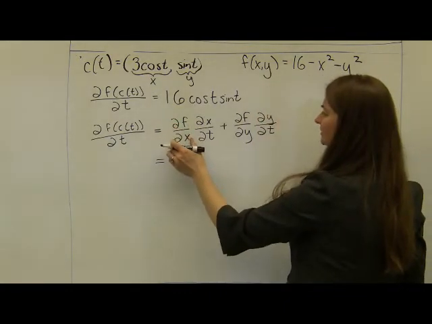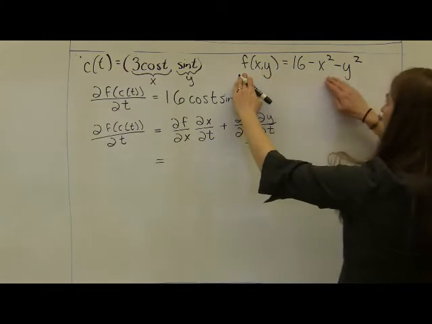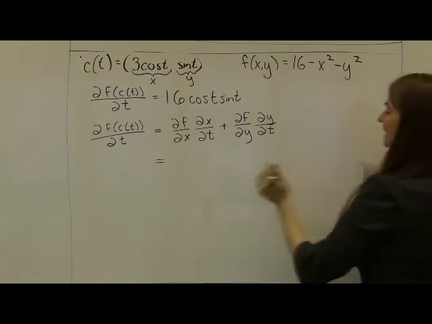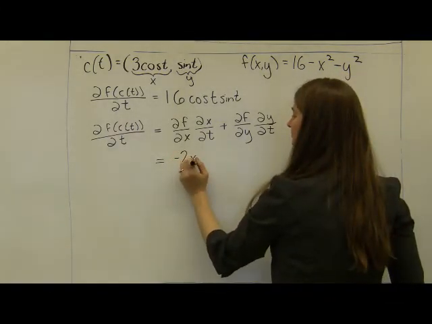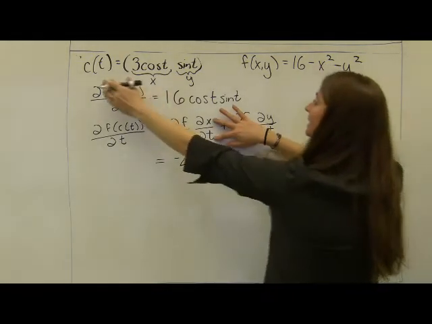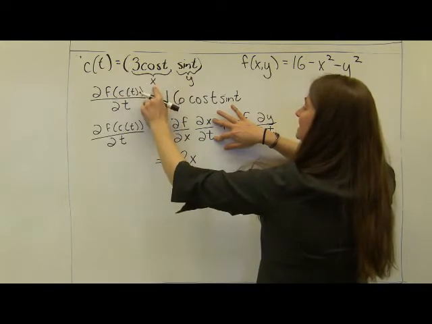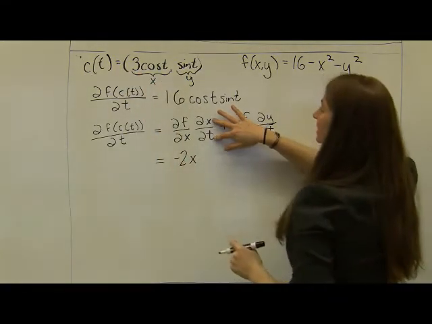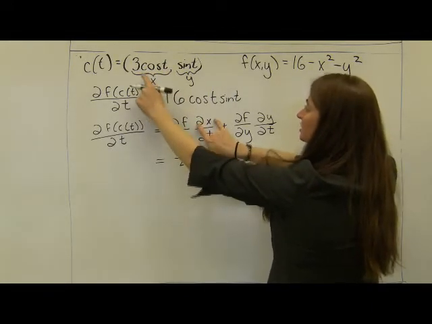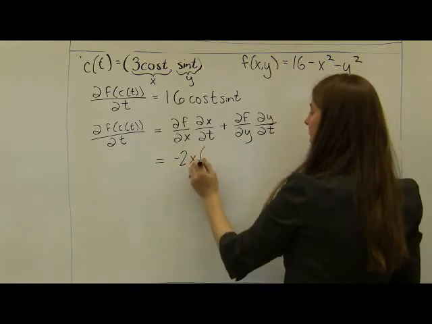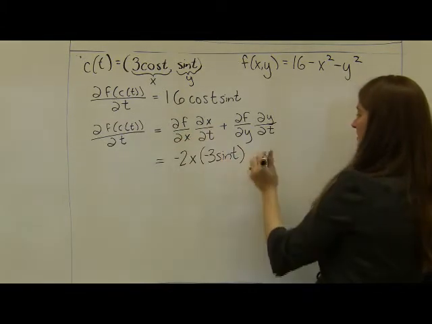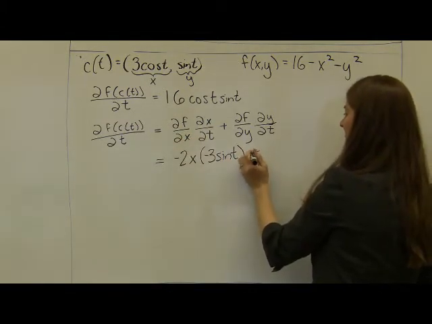So what is df dx? It's the derivative of my f function with respect to x, which in this case is an easy derivative. Treating y as a constant, I get negative 2x. What is dx dt, though? For this chunk, I need to look at my interior function, and I see that x is exactly equal to 3 cosine t. So if I take the derivative of 3 cosine t with respect to t, it's just going to be negative 3 sine t. So that takes care of the x component terms, or factors, sorry.